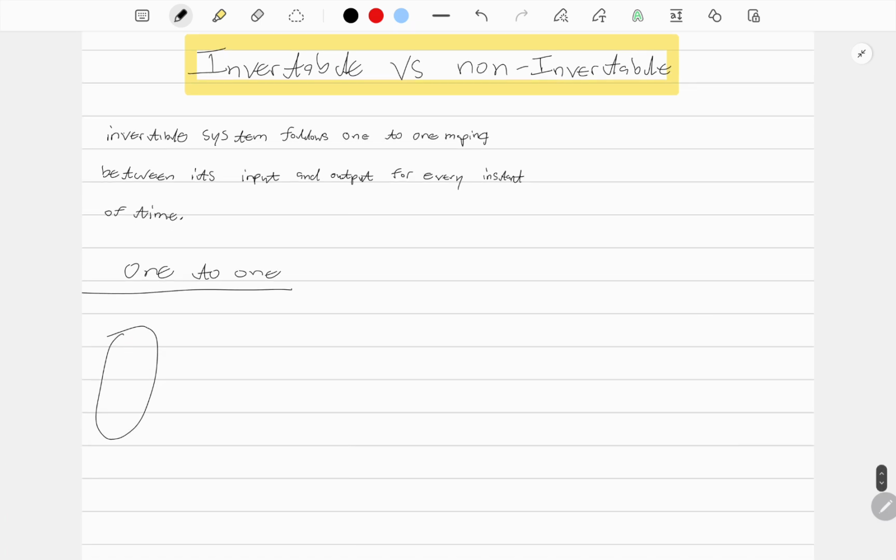So let's say this circle represents x of t, and this circle represents y of t, and let's say you have 2, 3, 4, and that's your input value. You're inputting 1, 2, 3, 4, and your output, say A, B, C, is going to have different values. So no two values are going to end up being the same.